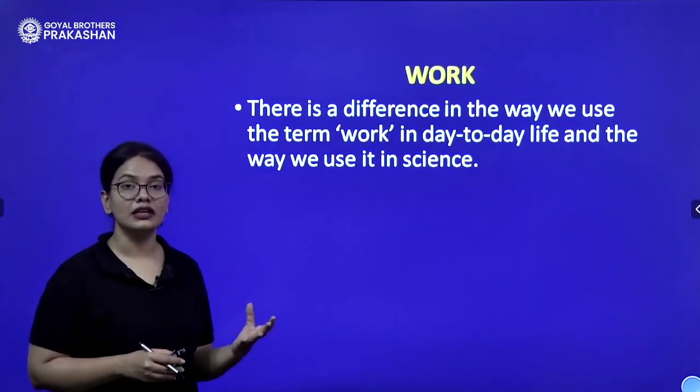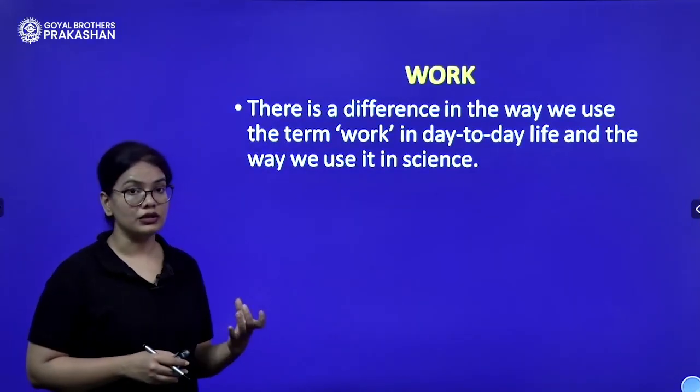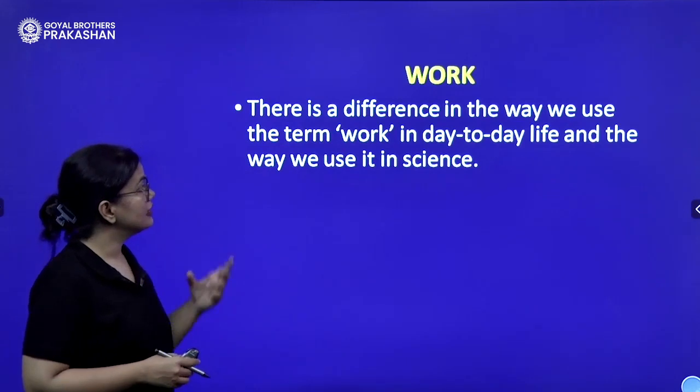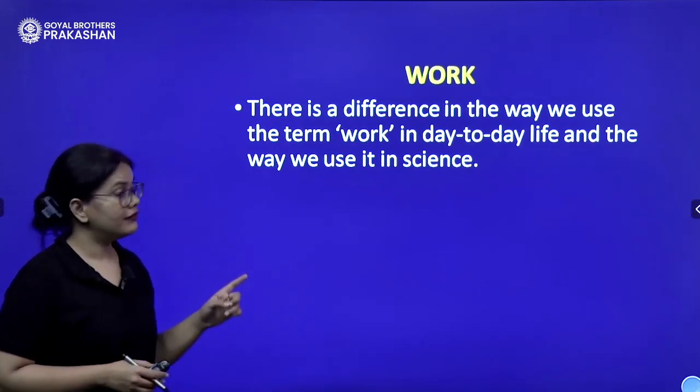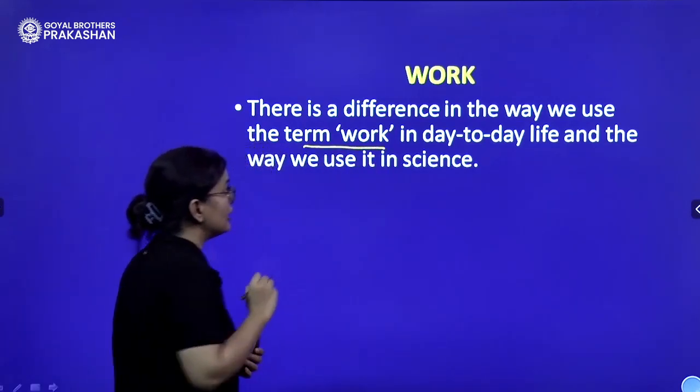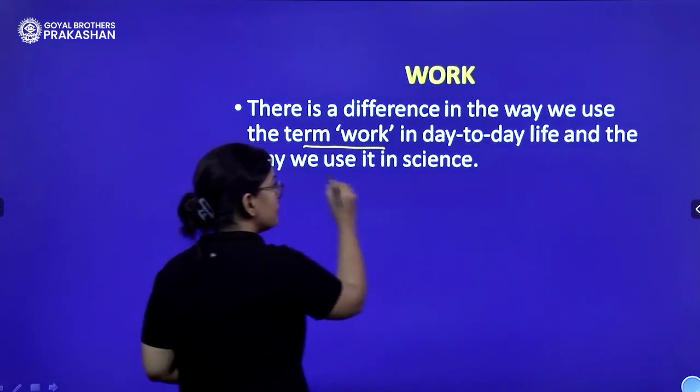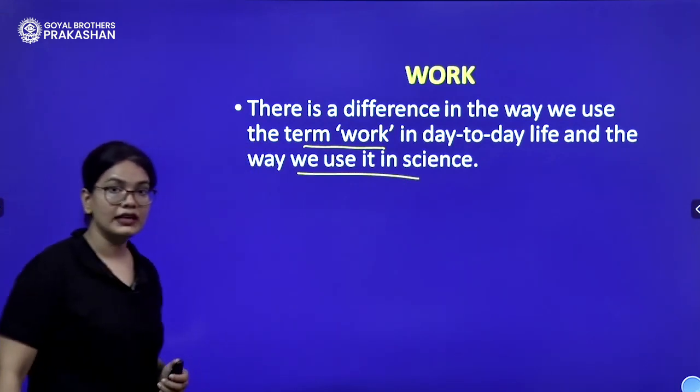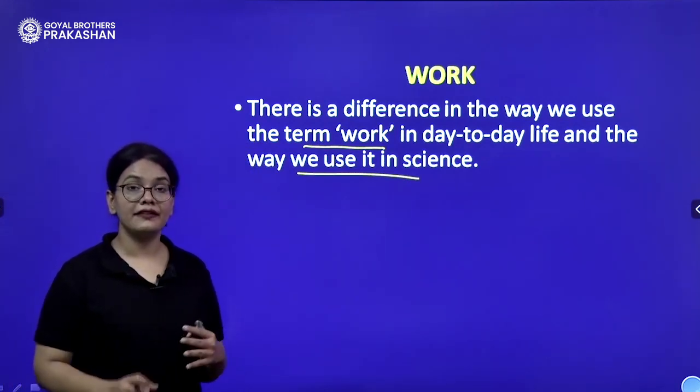Essentially, our next topic is work. There is a difference between the way we use the term work in day-to-day life and the way we use it in science, because science has a proper definition.